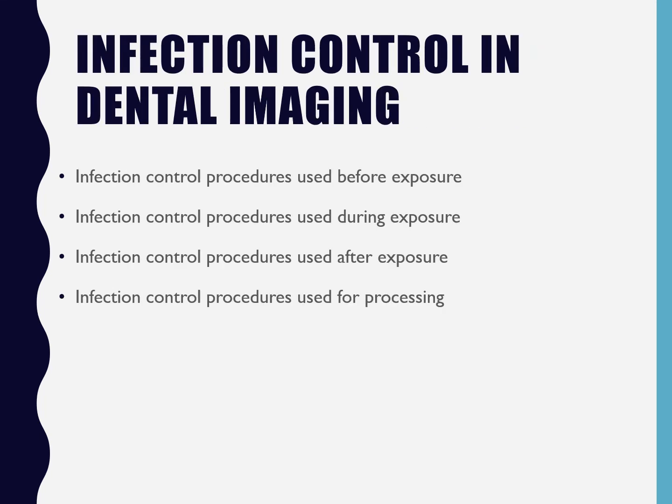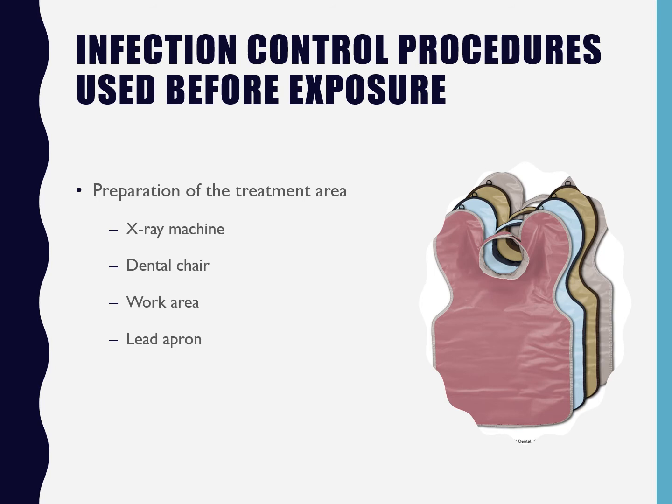So next we're going to get into the infection control procedures. We're going to do before, during, after exposure, and then for processing. Also, before we get on these kinds of things, I need to point out that we use standard precautions and universal precautions. I know you guys are learning the difference between those two. Standard precautions are the precautions that we do for everyone. They are the same for every single person. And we do this because of universal precautions.